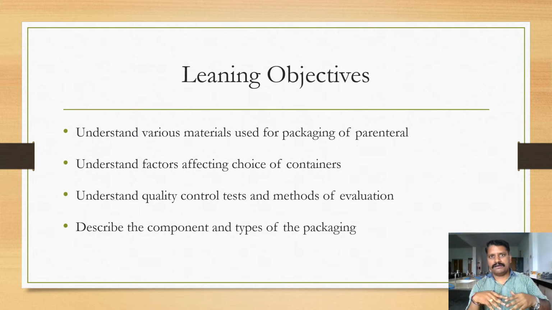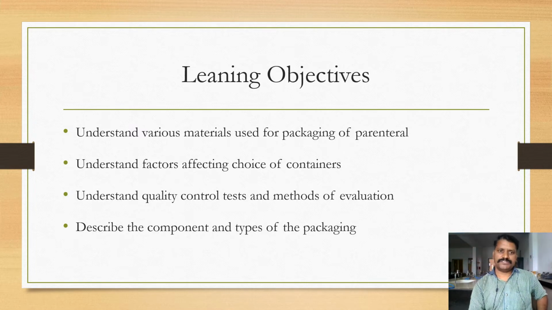We have already discussed the general requirements for the sterile dosage form. The sterile dosage form should be stable chemically, physically and microbiologically. It should be isotonic, chemically pure, sterile, and free from foreign particles, etc. So this is the general requirement for the preparation of any sterile dosage form. Therefore the learner should understand the various materials used for the packaging of the parenteral dosage form.